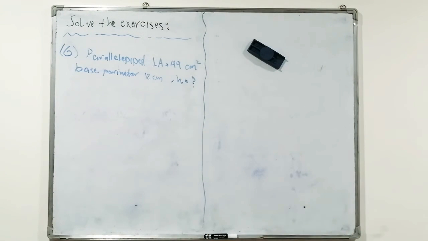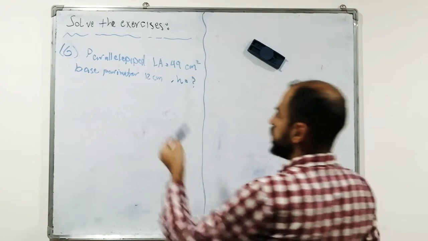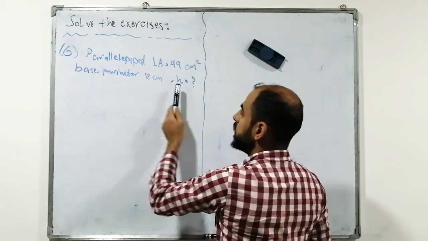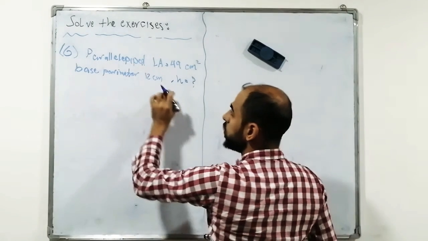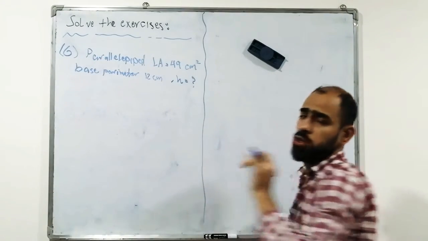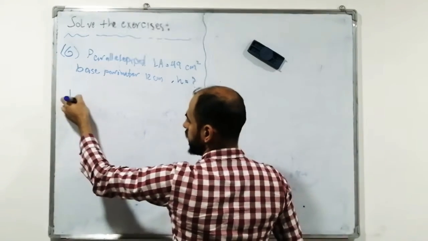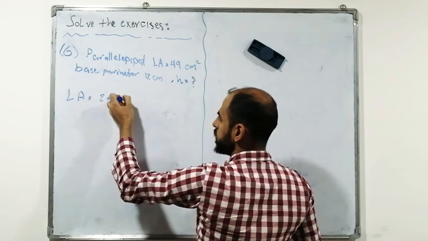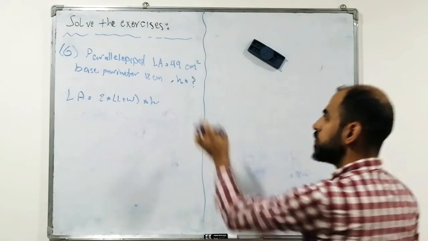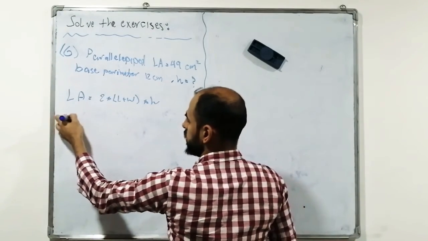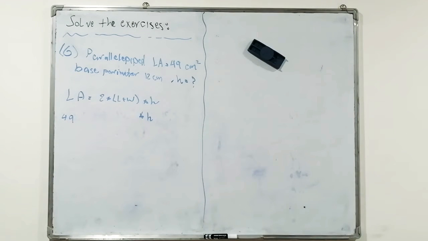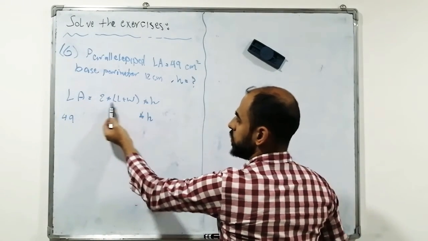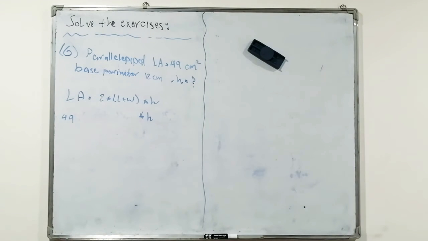In this question, he doesn't want to find the lateral area or the total area. The lateral area is given, the base perimeter is 12, and the height is unknown. So we have a variable, the height represented by h, which we have to find. We will use the law of the lateral area of a parallelepiped, which is the lateral area LA equals 2 multiplying by length plus width, all multiplying by height. The height is unknown and the lateral area is given. Since the length and width are unknown, we must find 2 multiplying by length plus width, because we cannot find the height if we have more than one variable in the equation.